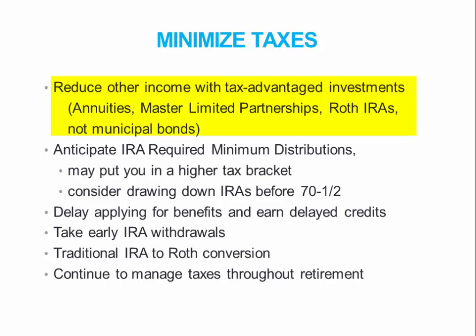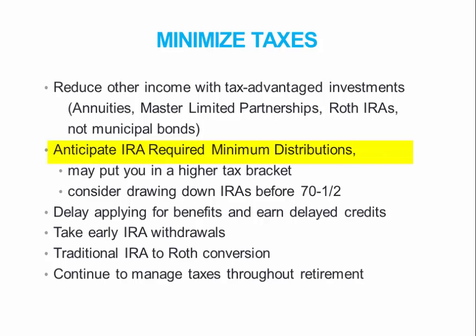The strategic deployment of immediate annuities, master limited partnerships, Roth IRAs, and cash value life insurance may provide alternative tax-sheltered income. Remember, municipal bond interest is included when determining your provisional income, and although it may reduce your reported taxable income, it may put more of your Social Security benefit in the income tax crosshairs.